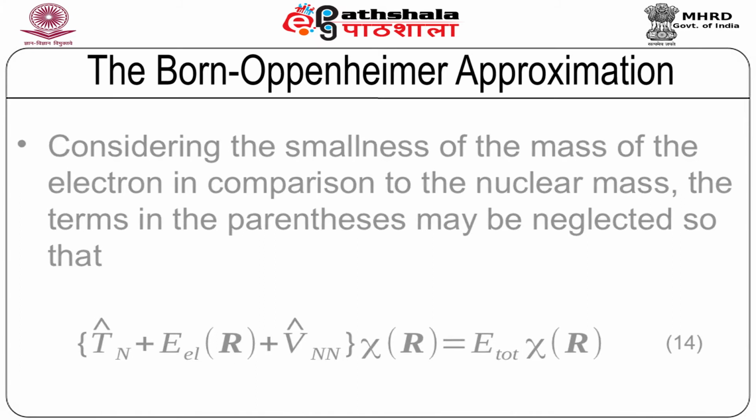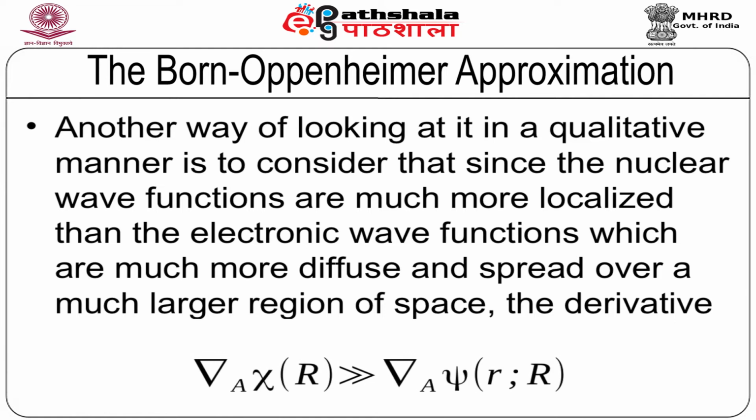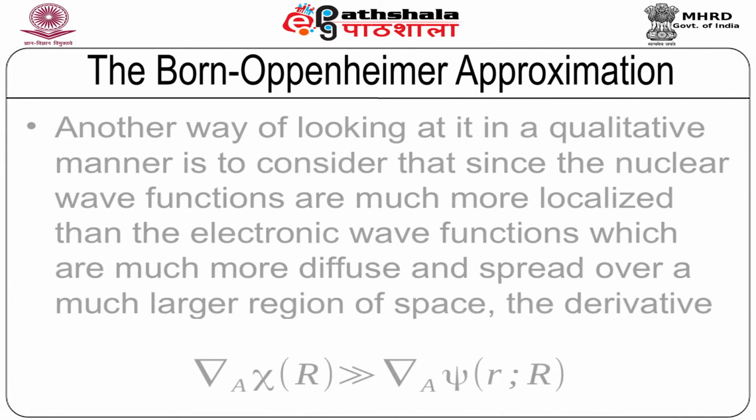Another way of looking at it in a qualitative manner is to consider that since the nuclear wave functions are much more localized than the electronic wave functions, which are much more diffuse and spread over a much larger region of space, the derivative ∇_A χ(R) is much greater than ∇_A ψ(r,R).